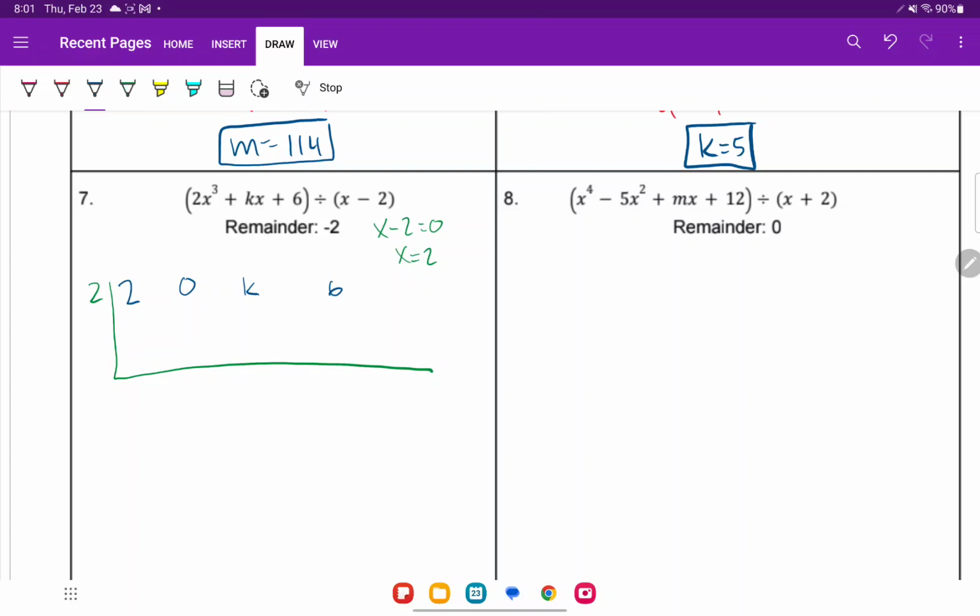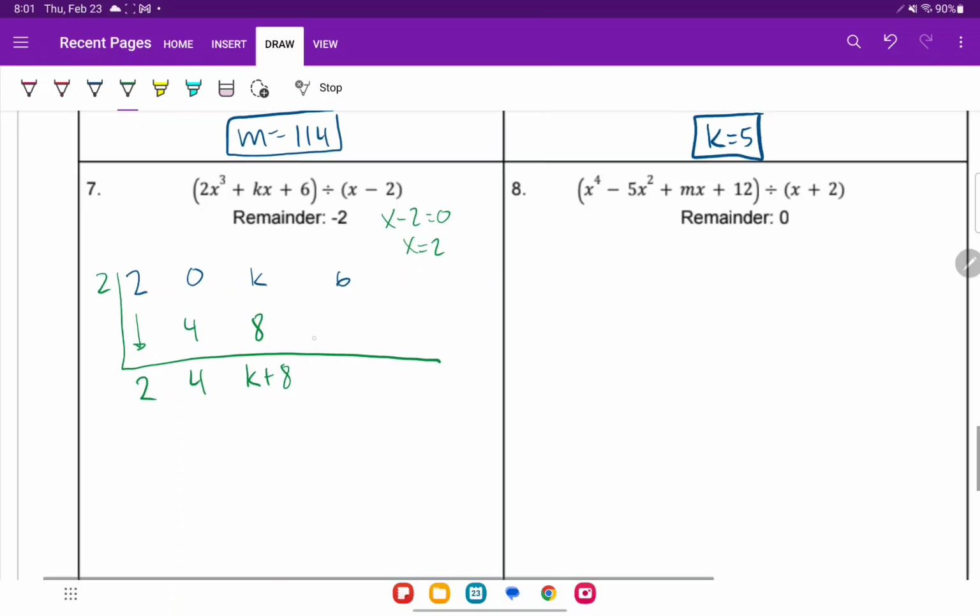Okay, and let's go ahead and start the process here. Drop the 2. 2 times 2 is 4. Combine, 0 plus 4 is 4. Multiply, 2 times 4 is 8. Place in the next column. Here we're combining, but we don't know what k is, so that's going to be k plus 8. And then we multiply by the pivot point and put in the next column.